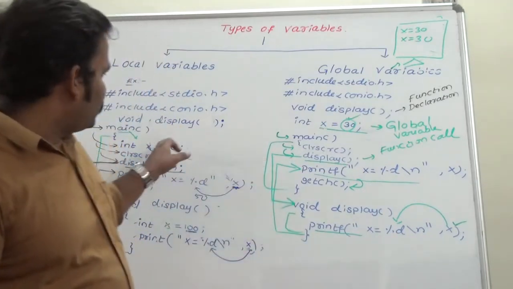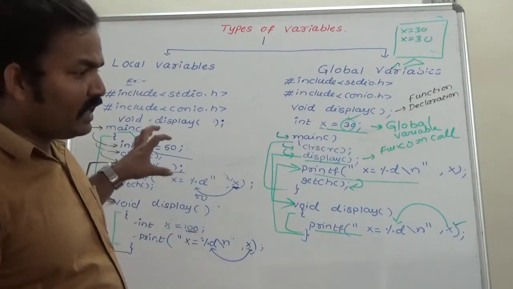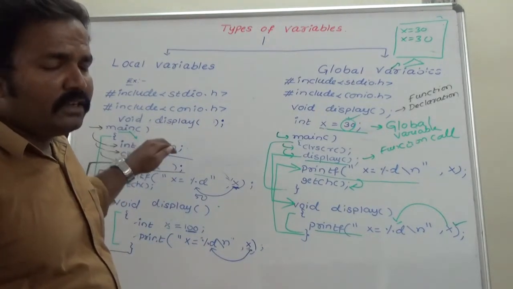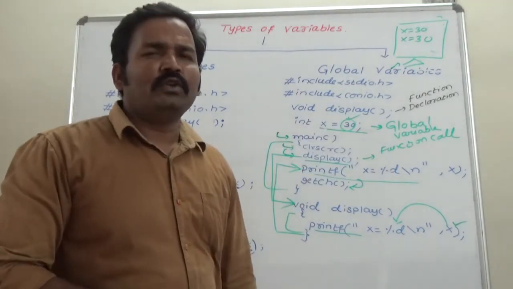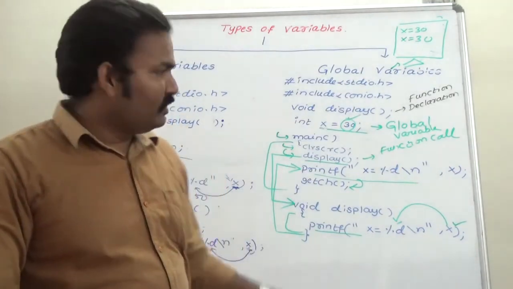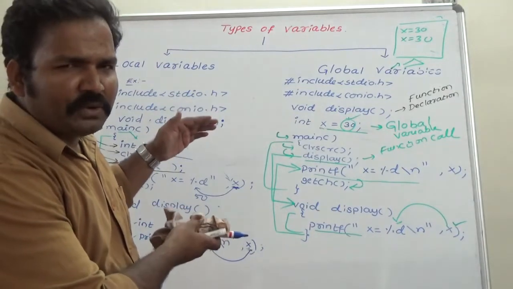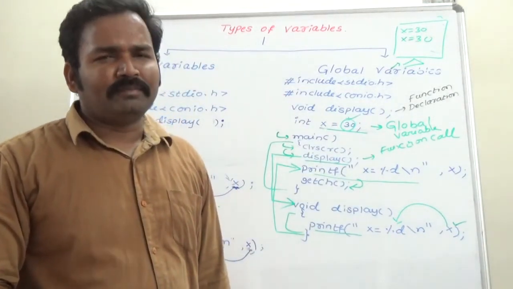So here the scope of a local variable is limited to the function. That means we can use local variables only within the function in which we have declared them. But we can access global variables in any function of a program. Here the scope is limited to the function only. Here the global variable scope is limited to the program.